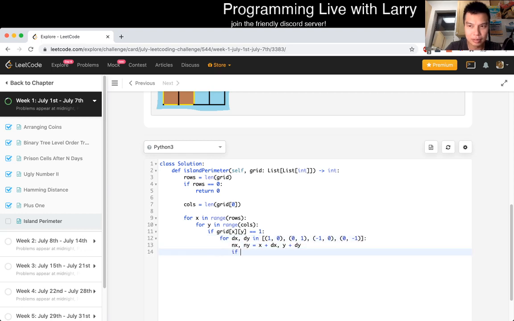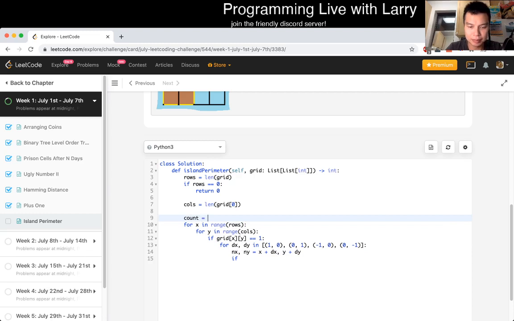So there are 2 scenarios, right? It's either out of bounds. Let's just have a count as well. If it's out of bounds, so if nx is less than 0, or nx is greater than or equal to rows, or ny is less than 0, or ny is greater than or equal to columns, then we increment the count by 1 and continue.